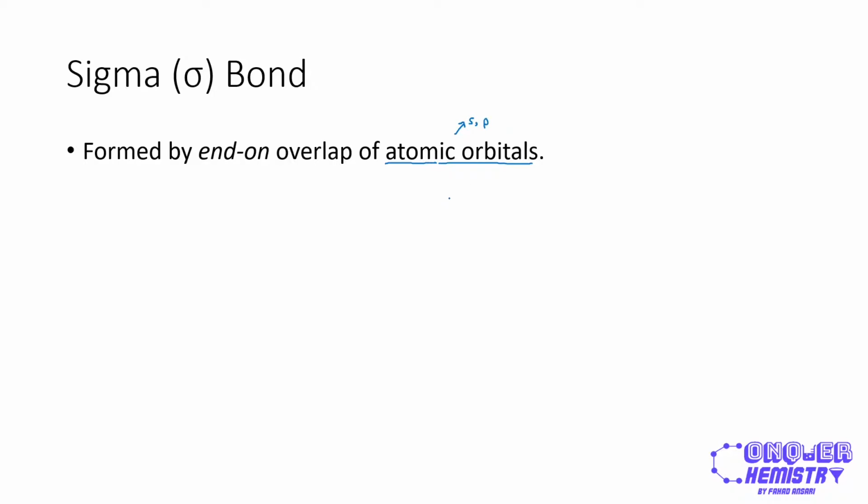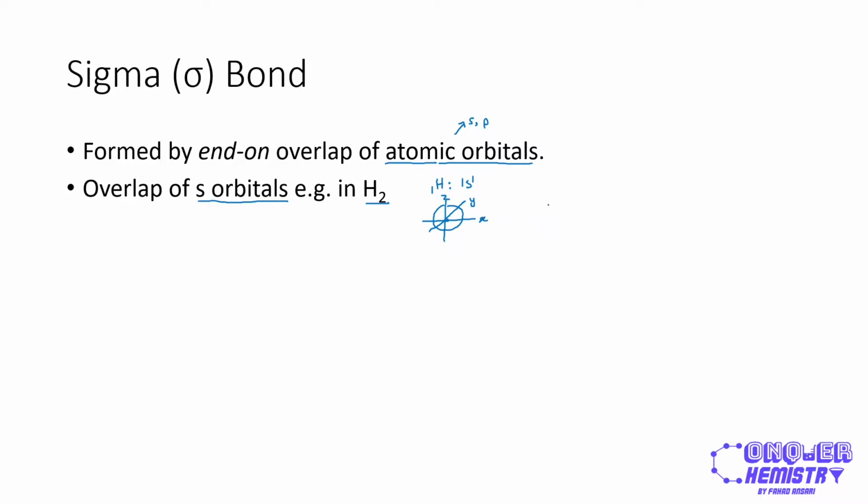Atomic orbitals we've also covered in a previous video, and in this video we will be talking about s and p orbitals in particular. So the first case is the overlap of s orbitals. We have a hydrogen molecule, H2. Hydrogen has the electronic configuration 1s1, and we know that the s orbital is spherically shaped. If I draw a nucleus surrounded by the spherically shaped s orbital, I'm drawing in the axes just to show that this is a three-dimensional figure. This is the s orbital in the first principal quantum shell for a hydrogen atom.